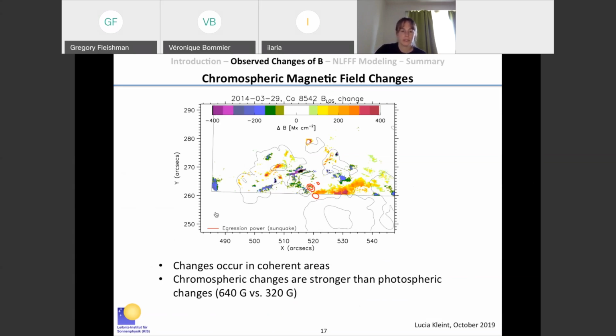What we conclude from this is, first of all, the method seems to work because the pixels that show changes are very coherent. It should not be a small misalignment of the observations. It should not be an instrumental effect. It seems that the changes really happen in bigger areas. We see that there is more or less a factor of 2 in magnitude between photosphere and chromosphere.